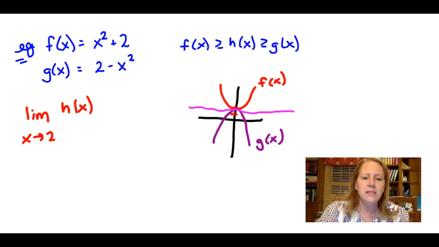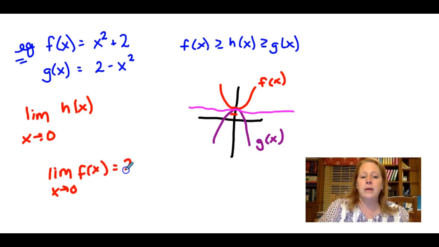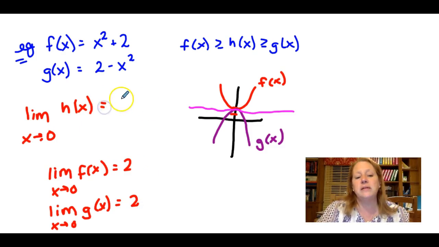Actually, this should have been, let's fix that, please. This should have been the limit as x approaches 0. And you can see why. Because 0 is where these two functions are basically being squeezed together. Since the limit as x approaches 0 of f of x is 2, and the limit as x approaches 0 of g of x is also 2, then the limit as x approaches 0 of h of x must be 2 because it's between the two of them.